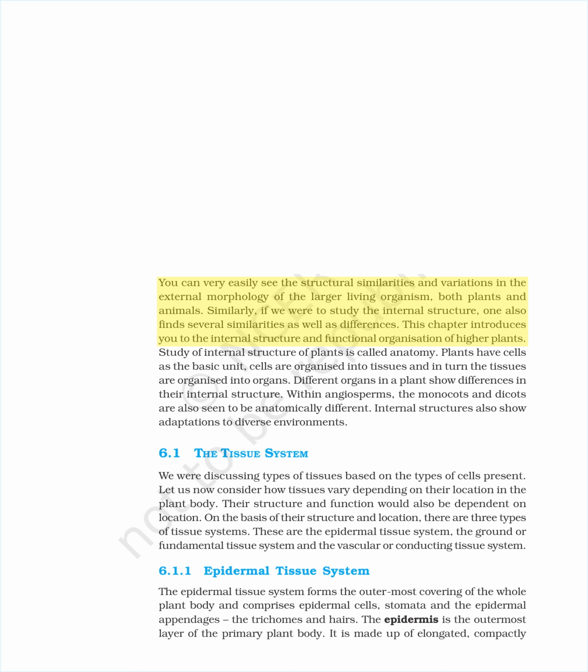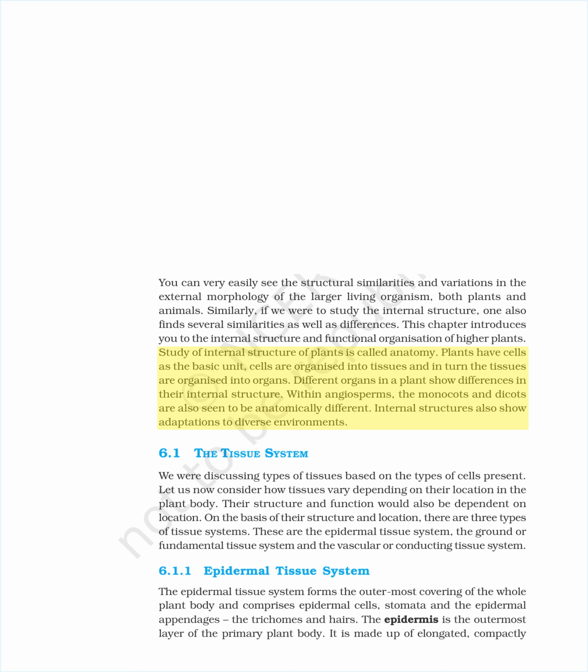You can very easily see the structural similarities and variations in the external morphology of the larger living organisms, both plants and animals. Similarly, if we were to study the internal structure, one also finds several similarities as well as differences. This chapter introduces you to the internal structure and functional organization of higher plants.